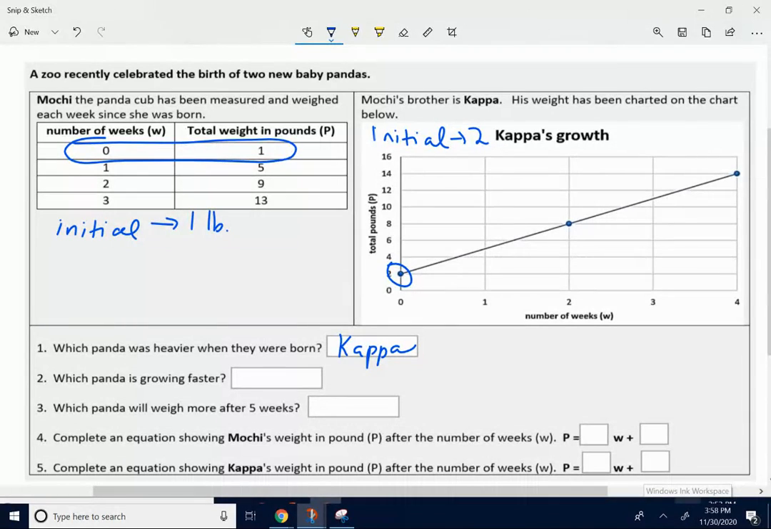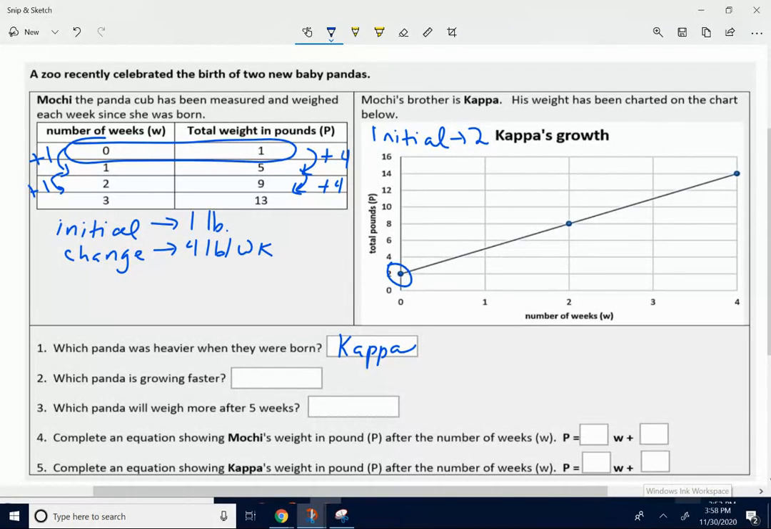Which panda is growing faster? Well, if you look at Moki, 1 week goes by and Moki has grown 4 pounds. Another week goes by and Moki has grown another 4 pounds. So Moki is growing 4 pounds every week. That's the slope, guys.